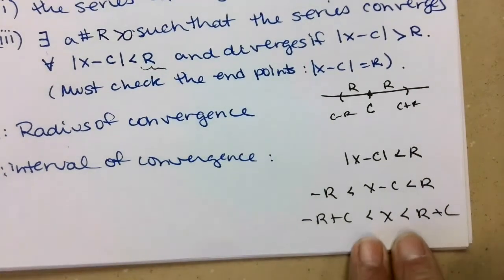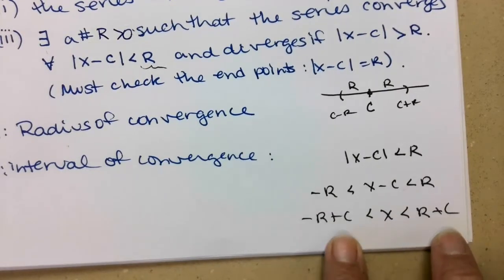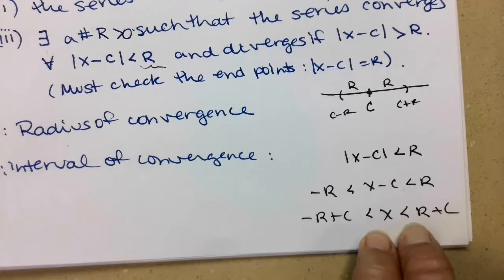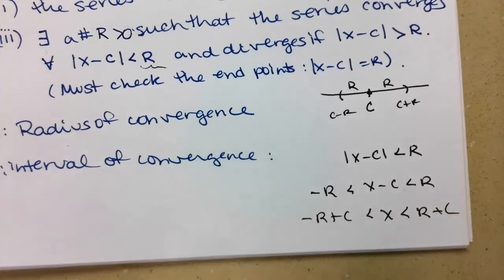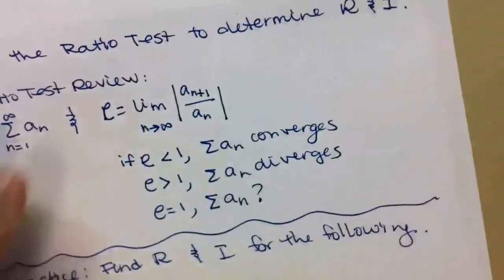Okay. And then notice I've just left it with less than symbols. When we check those endpoints, we may put in equal signs on some of them. So our goal is going to be to find that r value. That's our first goal with our power series. Okay. So how do we find r? Great question.